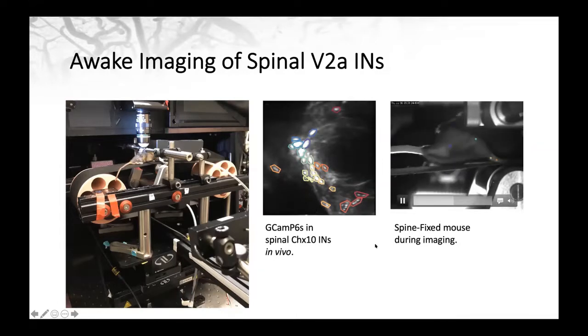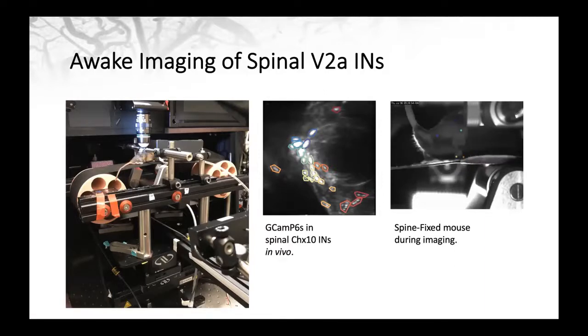And here's an example of a different mouse walking on a motorized treadmill. So we're looking at 2 different aspects. One would be voluntary movement on the treadmill, and another is movement on a motorized treadmill.